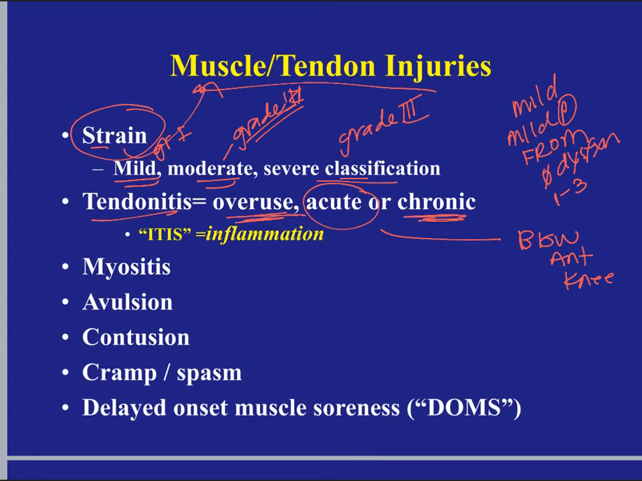As we mentioned in the lecture in class, an itis is truly an inflammation, right? And so just remember we have really 3 grades, right? Grade 1 is going to be tenosynovitis.